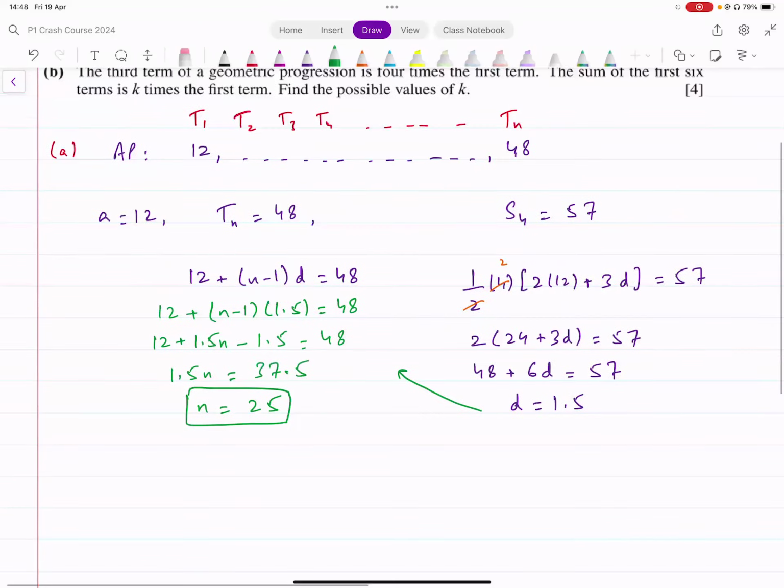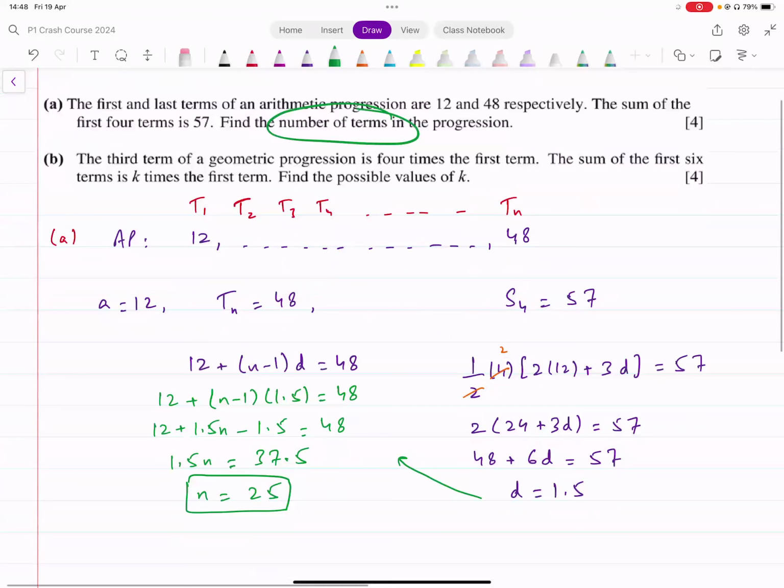All right, that's what we were looking for. That's the number of terms in the progression. There are 25 terms in this progression. That was the first part.